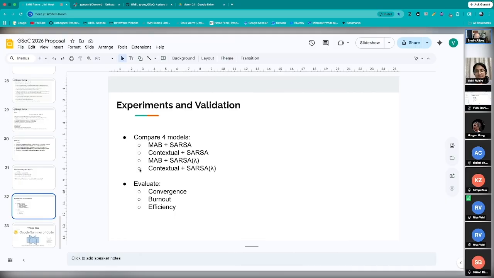Yeah, and then burnout, we know what that is. Efficiency, we know what that is. I mean, burnout, you have equations in mind for this, or you have ways in mind to measure them, right? Right. Okay.